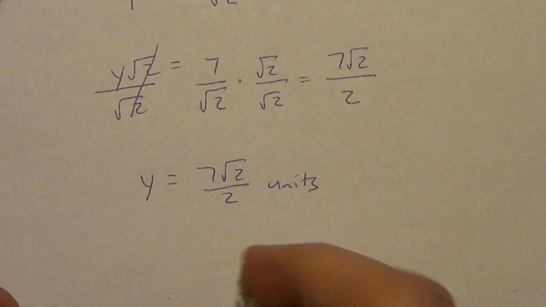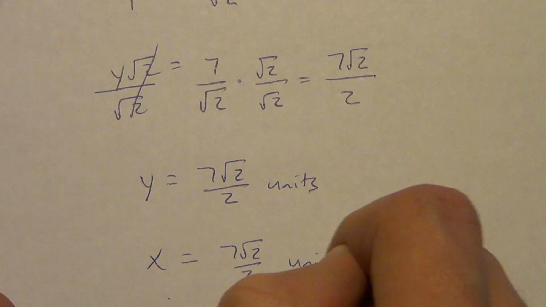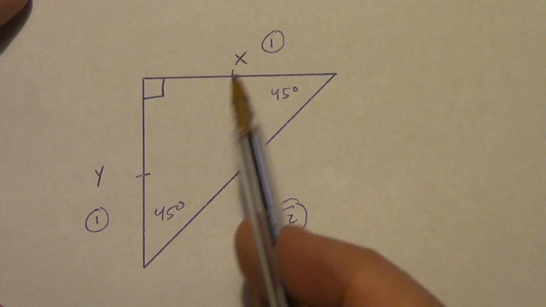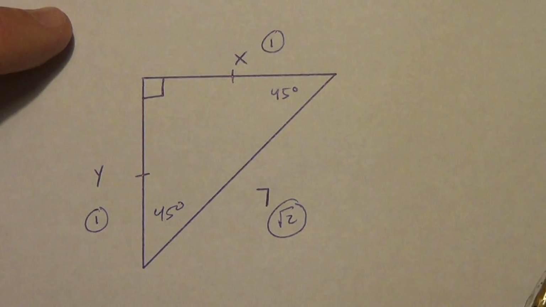And x equals the same thing. X equals 7 root 2 over 2 units. Remember, why does x equal the same thing? Because we had two equal angles, so we have to have two equal sides. In this case, it's going to be the legs. A leg can never equal a hypotenuse.